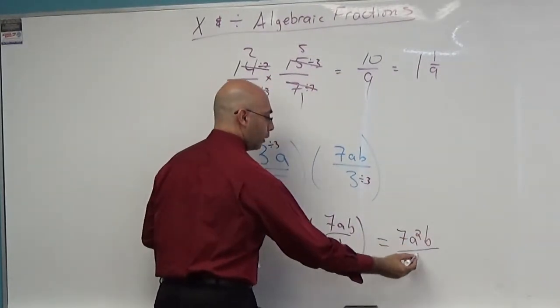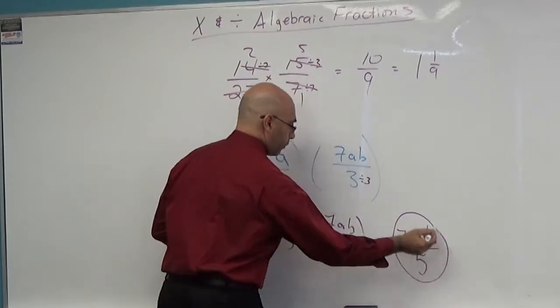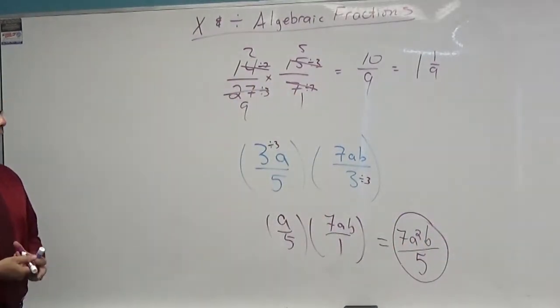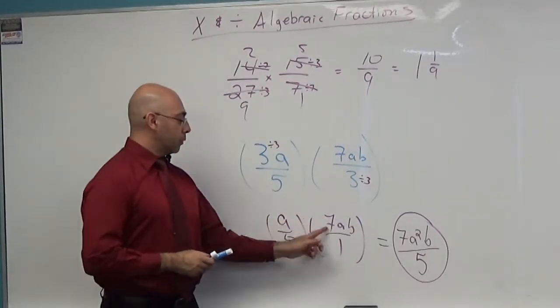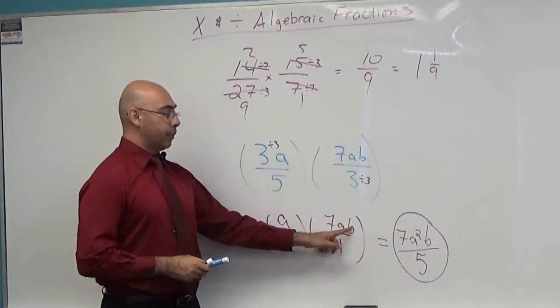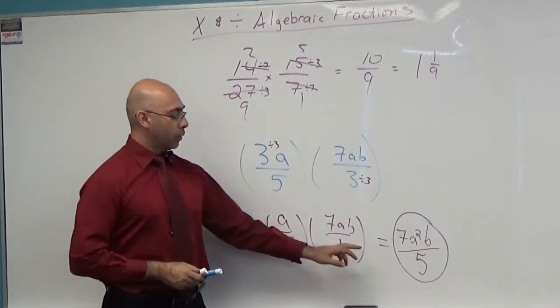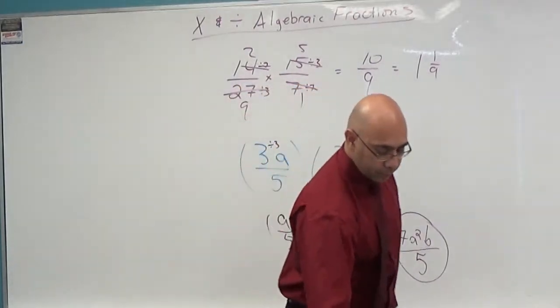What's 5 times 1? So your final answer is 7a to the second power b times 5. Because I have no numbers to multiply, so I just write my 7. A times a is a to the second power. B, nothing else to multiply the b with, so it's just b. 5 times 1 is 5.